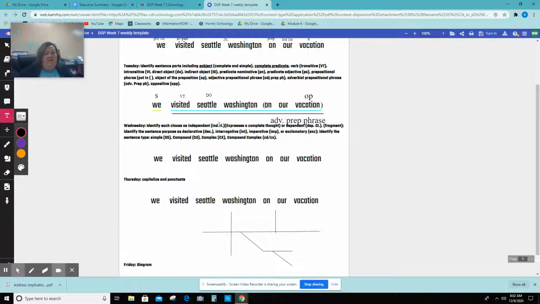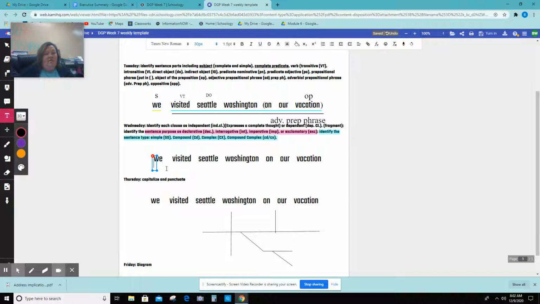Identify each clause as independent or dependent. Identify the sentence purpose. I'm going to highlight that for you, okay? Identify the sentence purpose as declarative, interrogative, imperative, or exclamatory. All right, and then you are going to identify the sentence type as simple, compound, complex, or compound complex. Make sure that you know the difference in those two, okay?